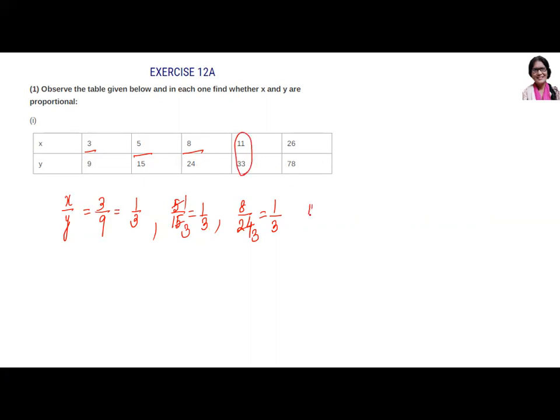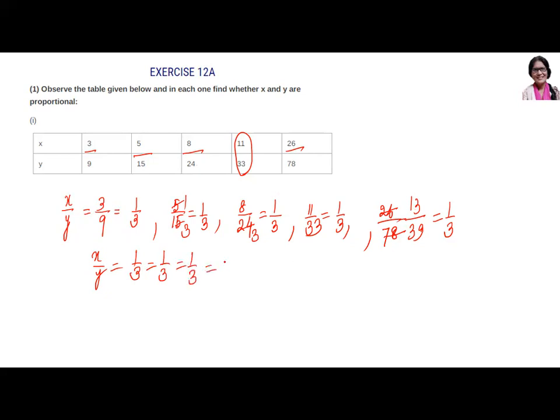Now coming to 11 by 33. Are you getting 1 by 3? Yes. Then 26 upon 78. I'll cancel with 2, 13, 39. Then cancelling with 13, I'll get 1 by 3. So for each case, the x by y ratio is 1 by 3. So what will be the conclusion? x and y are proportional.